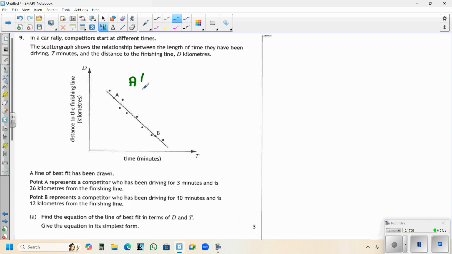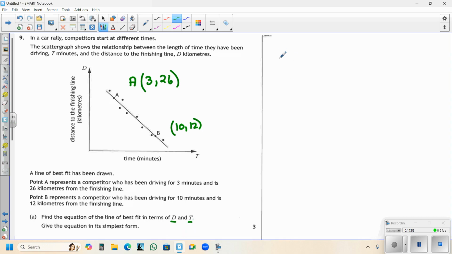So that means that A is the point, and it's x first. So it's the time first, so it's 3 minutes and 26, and B is the point that represents 10 minutes and 12 kilometres, so B is the point 10, 12. Okay, they usually are in order. Then it says find the equation of the line of best fit in terms of d and t.